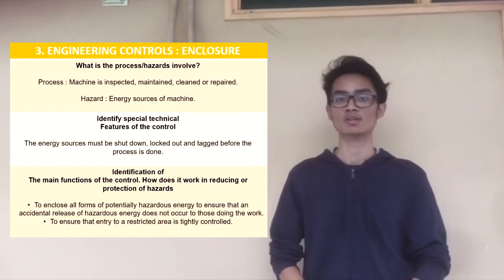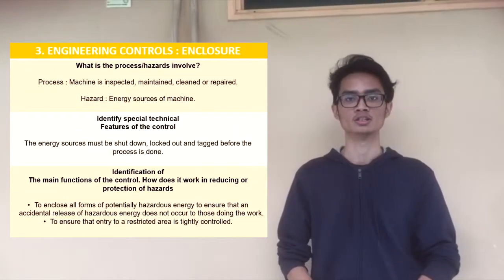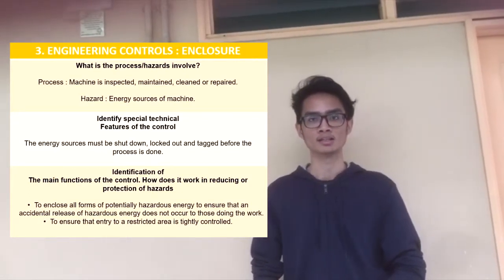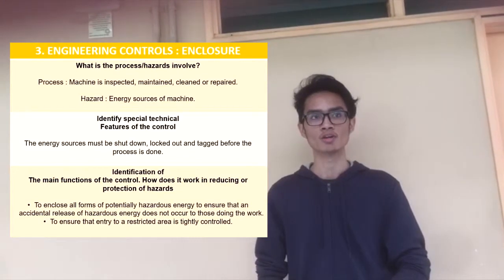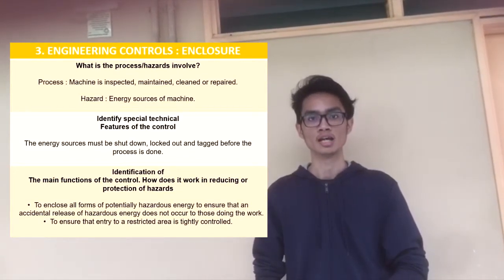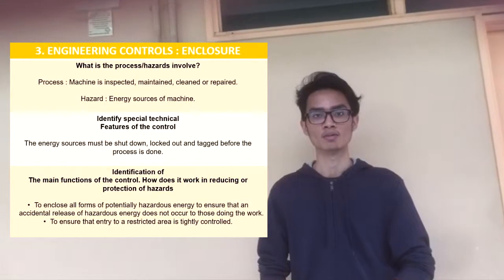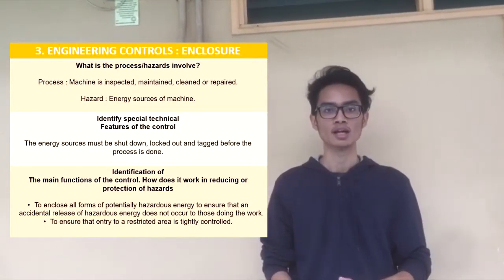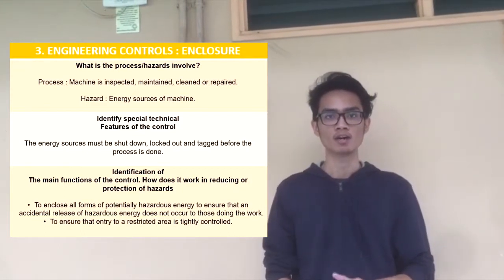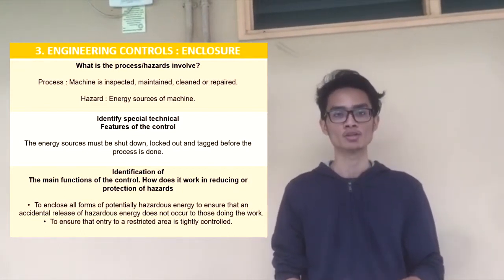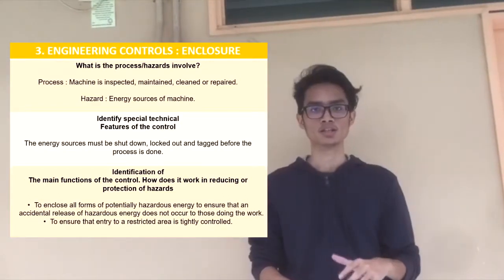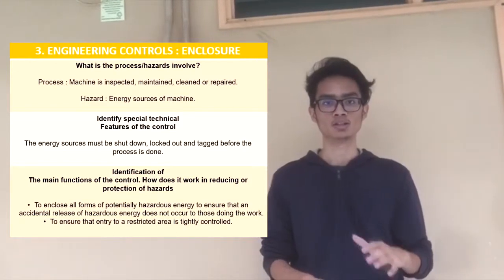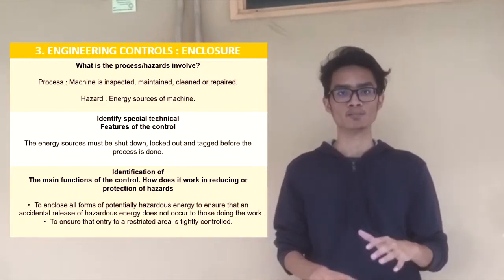The next table is engineering controls for enclosure. The process involves machines being inspected, repaired and maintained. The hazard involved during the process is the energy supplying power to the machine. So before that, we need to shut down the power source and lock the door and take out the key before the process is done. The purpose of this special technique control is to ensure that the entry is restricted tightly so that no one can enter the place.